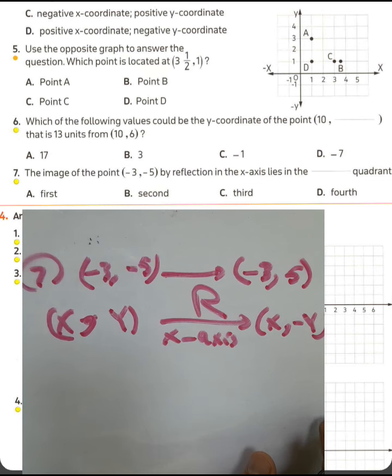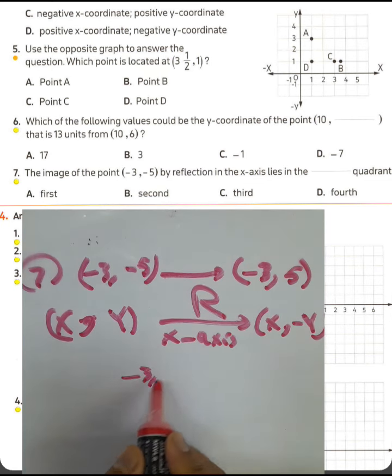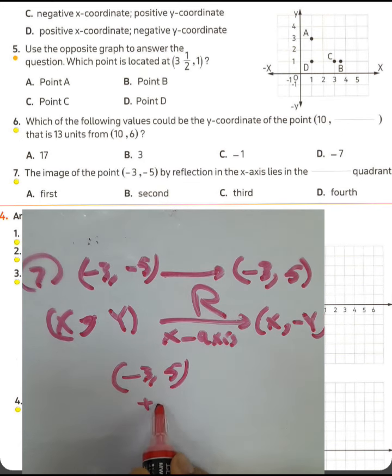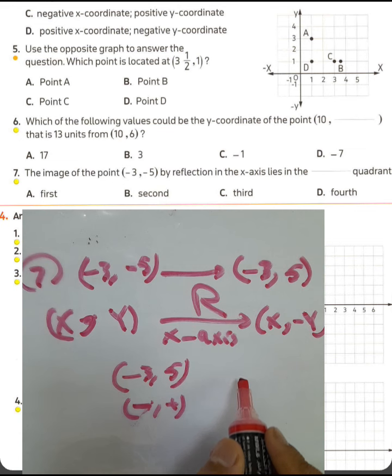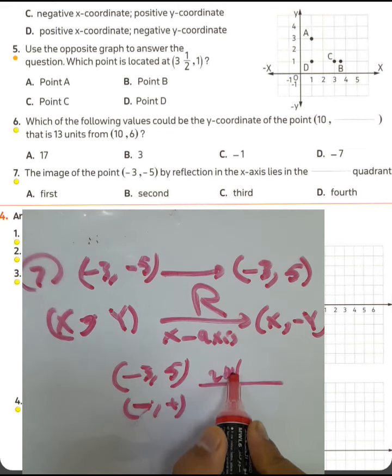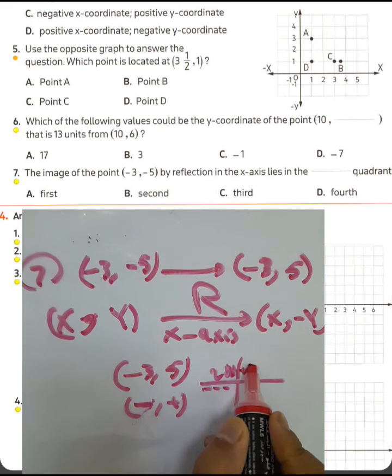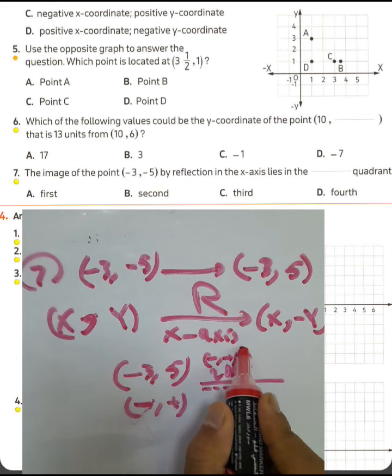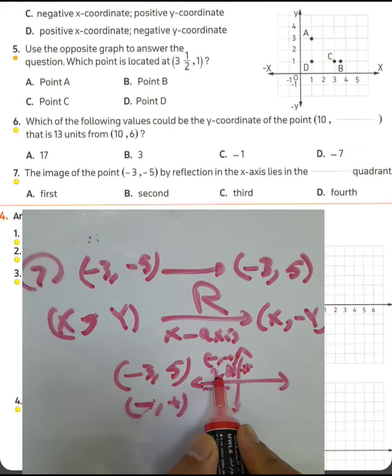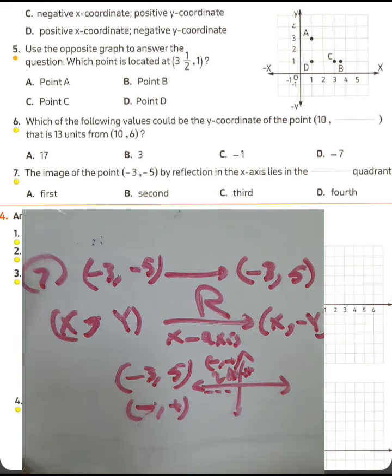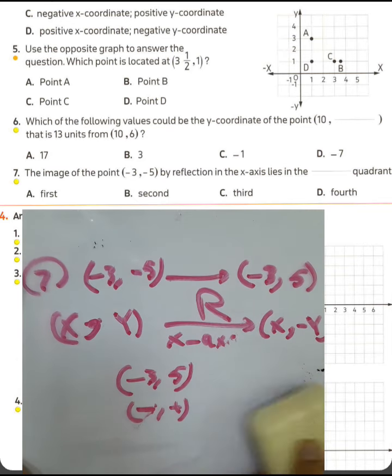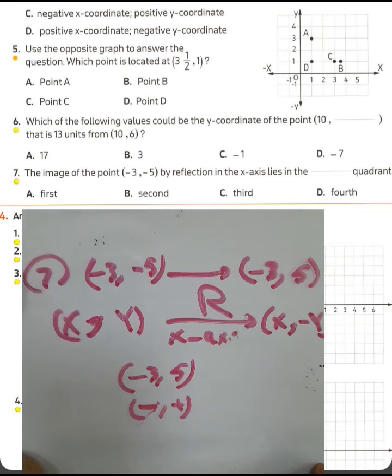Okay, then the image lies in what? (-3, 5): negative sign here and positive lies in the second quadrant. The second quadrant, negative and positive. Lies in the second quadrant, negative and positive. Okay, negative and positive, it will be letter B for question number 7.